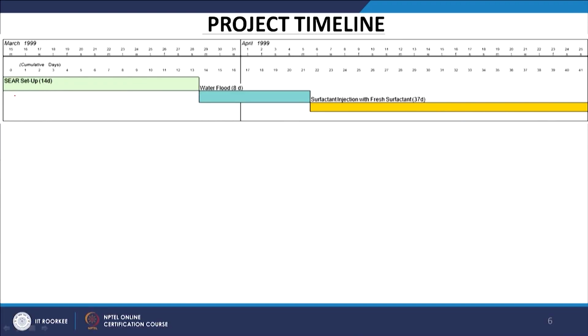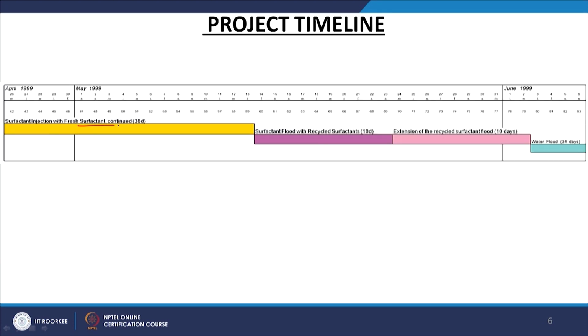So, timeline, obviously they were looking at only a few months. So, half a month for setting up the system, and then flooding the system with water initially, and then for around 40 days or so they inject the relevant system with fresh surfactant, right. That is something to keep in mind. And then they again flood the relevant system with recycled surfactants, that is a total of 37 plus 10, so 47 days let us say, right. So, a total of 47 days I guess they were flushing the system with the surfactant.